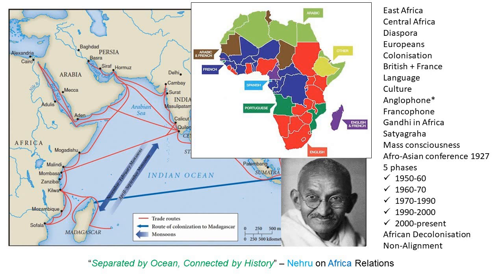Plus, at the same time in the first phase, Nehru also made certain statements for Africa. For example, one of the prominent statements he made for Africa was that India and Africa are separated by ocean, but connected by histories. So Nehru made a statement that India and Africa are separated by ocean, but are connected by histories.